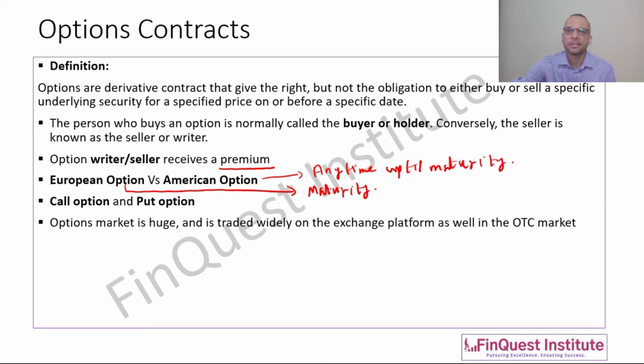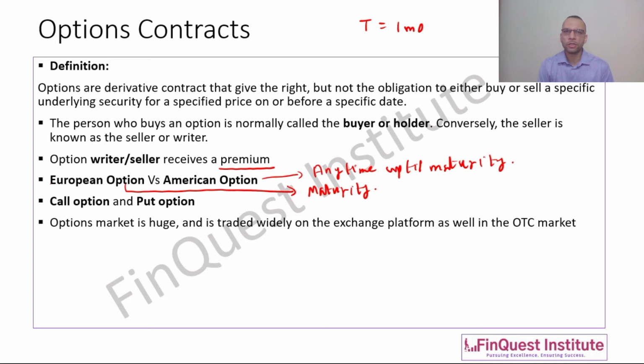So imagine that there is an option contract and let's assume the tenor for that contract is 1 month. If it's a European option, that will mean that if I am the option buyer, I purchase the option today and I hold on to that option for the entire 1 month. So I cannot exercise the option prior to 1 month.